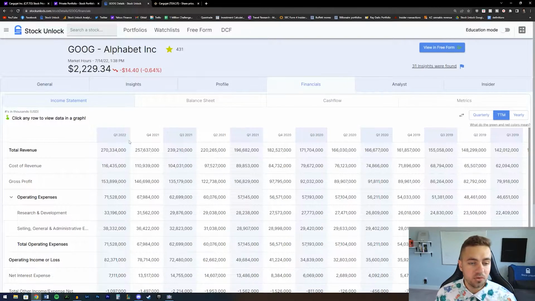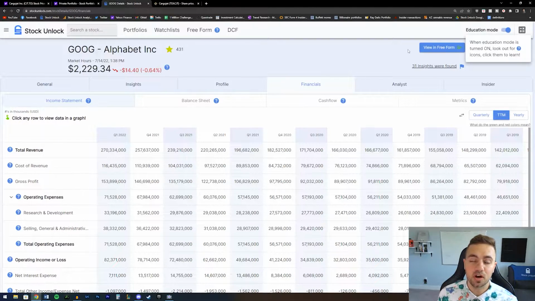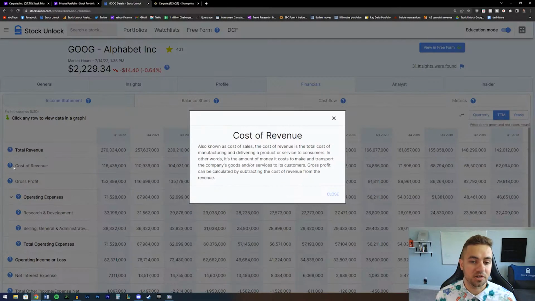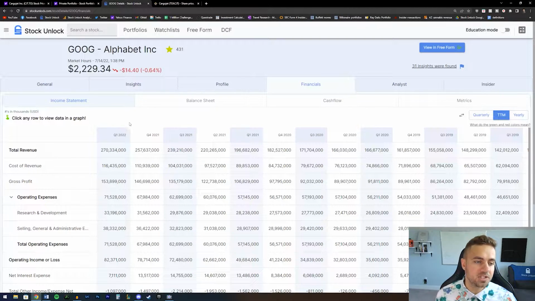Now, right away, if you are looking at all of these numbers and you have no idea what anything means, then what you can do is turn on Stock Unlock's education mode, and then all of these question marks will pop up literally all over the site. For example, if you don't know what the cost of revenue is, you click on the question mark and Stock Unlock will explain to you what the cost of revenue is so that you can better understand all of the information that you are taking a look at. For this video, I'm going to leave education mode off, but a lot of our users and our members really love education mode to help them learn more about investing. And we even have a lot of tips in our education mode. So if you're newer to investing, then again, make sure to turn on education mode.